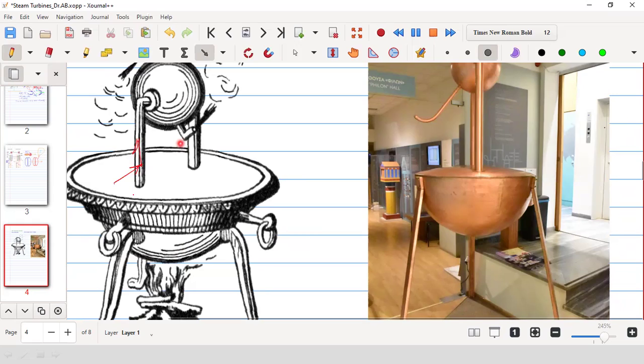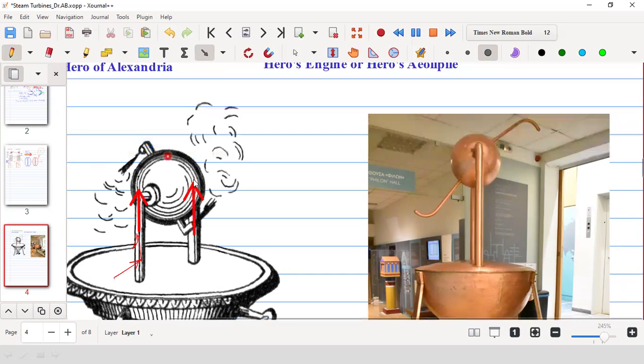Through this column the steam will rise in this direction, and it will come in this chamber. Now within this chamber it is connected to two jets, two nozzles. So the steam or hot air will come out through these nozzles, and therefore it will rotate in the opposite direction due to the reaction effect. So that is the thing.